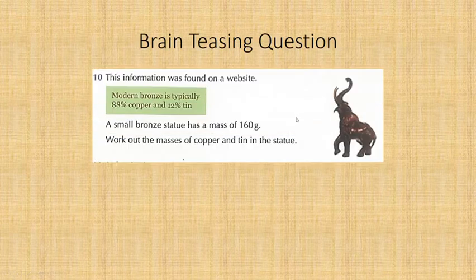So this information was found on a website. Modern bronze is typically 88% copper and 12% tin. A small bronze statue has a mass of 160 grams. Work out the masses of copper and tin in this statue. So just pause this video for 5 minutes to solve this question and then come back to me.